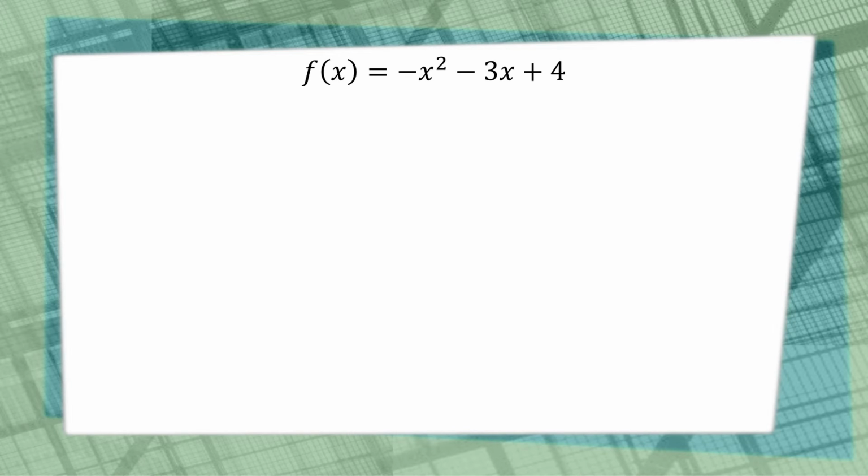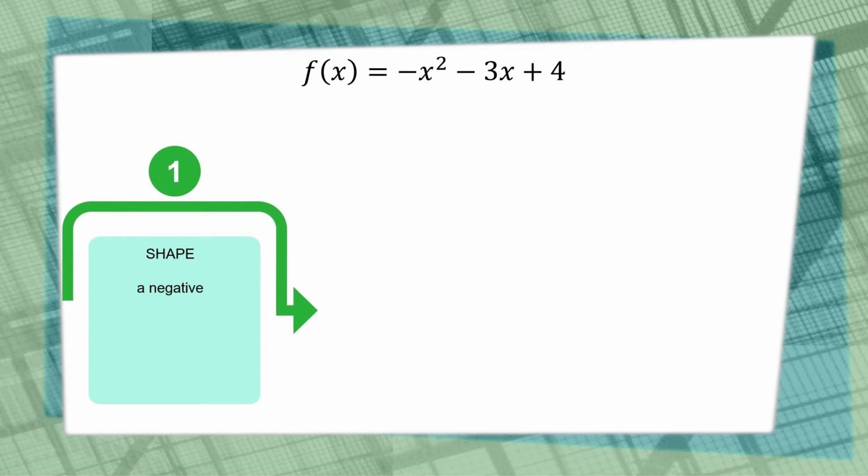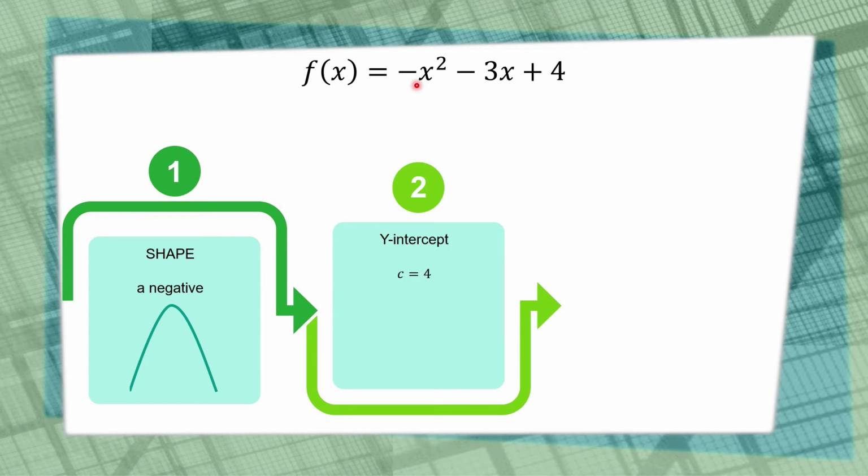So let's see another example. Here we have a function f(x) is equal to negative x squared minus 3x plus 4. Just like before, we look at the shape of the function. Because a is negative, as we recall, when a is negative, the shape will be a sad curve, a downwards curve. Then finding the y-intercept, here we have a is negative 1, b is negative 3, and c is positive 4. So therefore the y-intercept is 4.